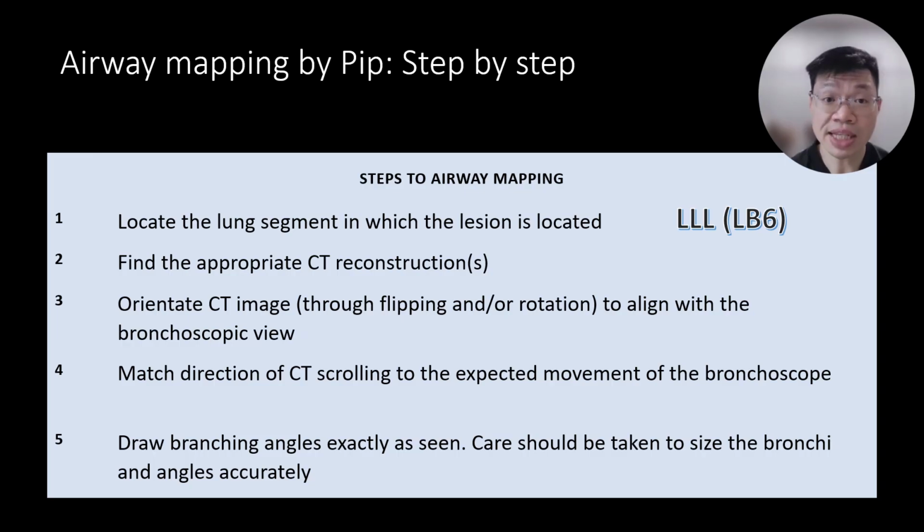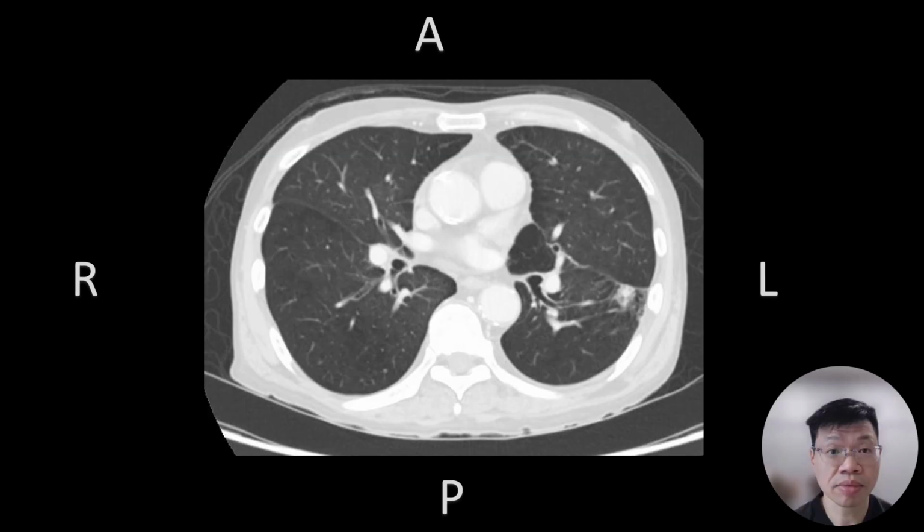We can then go on to the second step, which is to find the appropriate CT reconstruction. The challenge in this case is that the ostium of the LB6 initially travels in the anterior to posterior direction. But the airway leading to the nodule makes a turn to travel in the medial to lateral direction. We can conclude that in order to view the tubes as circles, we can use either the sagittal or coronal views to help us visualize the airways, or both in tandem.